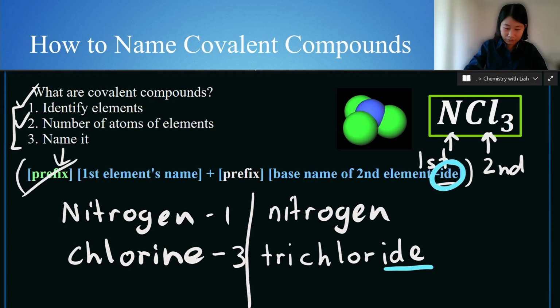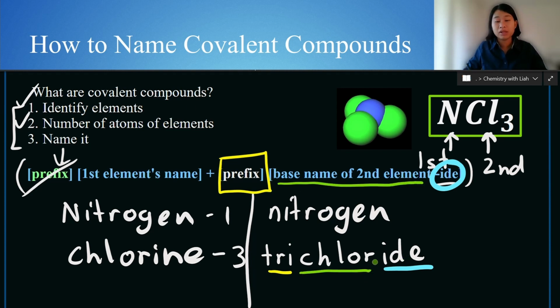So I'll just color code this. This is the prefix here, and then we have the base name, which I'll do in green. So for the second element, you have 3 parts. You have the prefix, you have the base name, and you have the ending of IDE.